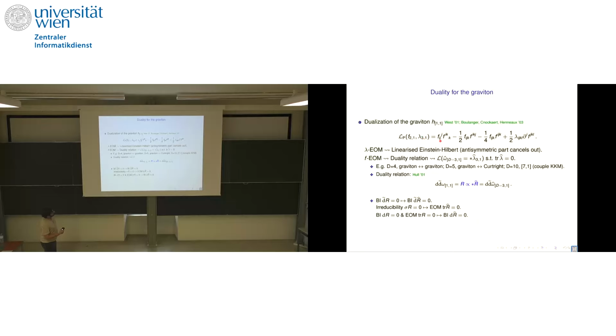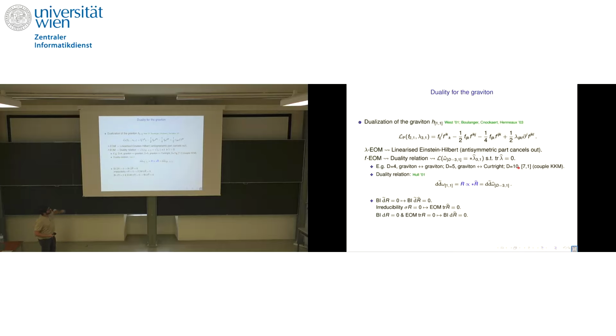The star of its traceless part is an irreducible field. For example, in D equals 4, the graviton would go to a dual graviton, much like the photon goes to a dual photon in 4 dimensions. In D equals 5, the graviton will go to the Cartwright field. So this is where the Cartwright field enters again. This was shown in this paper here by Mark and collaborators.